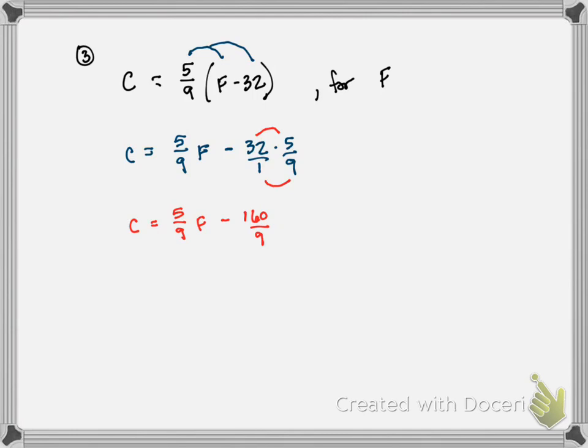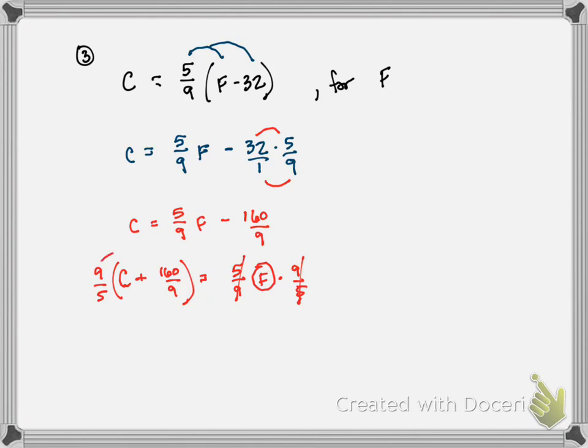We're solving for f. We want to isolate f, and so I'll add 160 over 9 to both sides. You have two options. You can divide by 5 over 9 or multiply by its reciprocal, 9 over 5. I strongly recommend multiplying by 9 over 5. It saves you a step. You need to wrap the left side in a pair of parentheses and multiply by 9 over 5. 5 over 9 times 9 over 5 reduces to 1. We have isolated f.